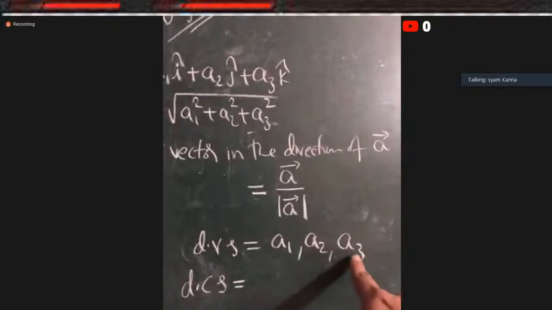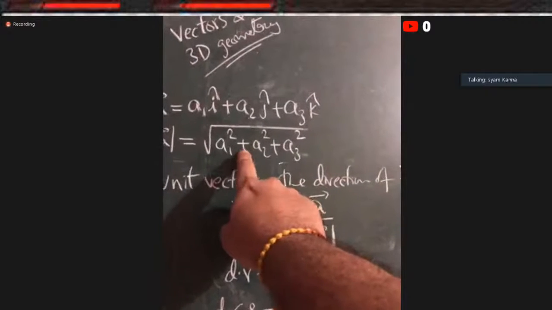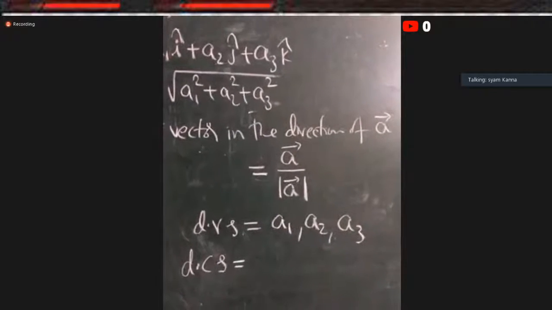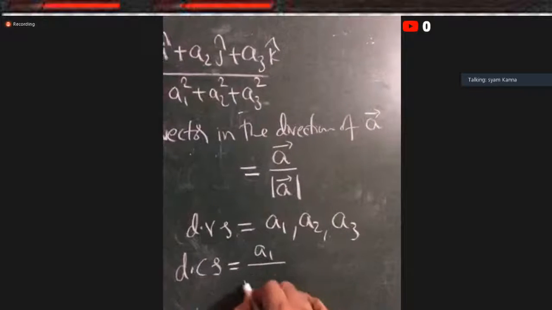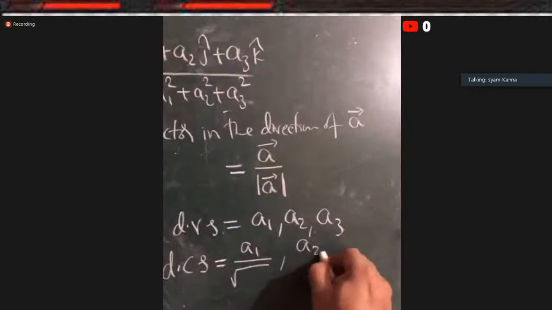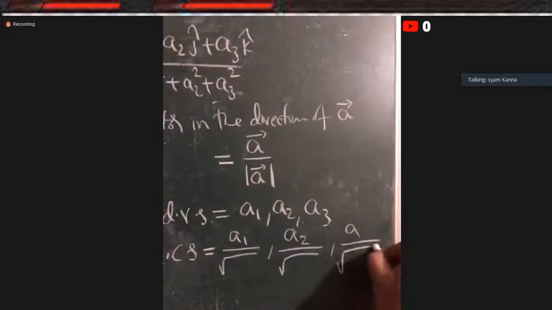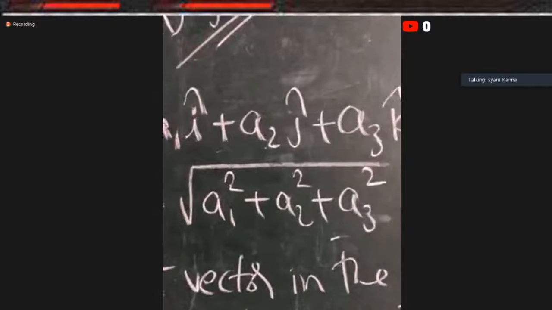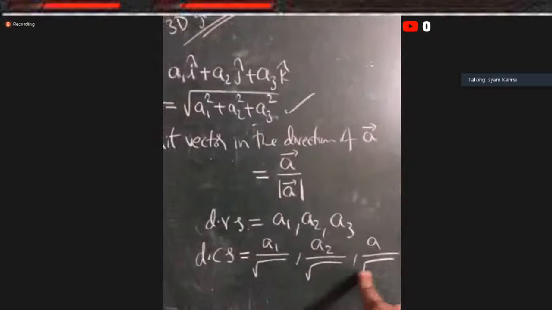these three should be divided by the magnitude. With the root of this thing, you have to divide all three. Then you will get direction cosines. Means you will get A1 by root of, A2 by root of, A3 by root of. Inside the root, you have to write this one: root of A1 square plus A2 square plus A3 square, you have to write in all these three places.